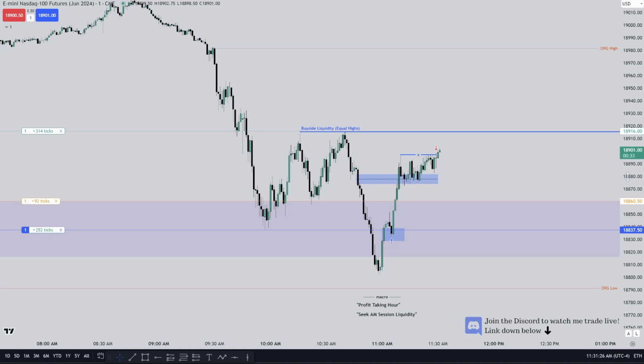All right, remember who's been making money all morning? Short sellers. What time is it? 11 a.m. When did this price run occur? 10:50 to 11:10. Profit taking hour. The algorithm will look to seek AM session buy side liquidity. It's algorithmic.